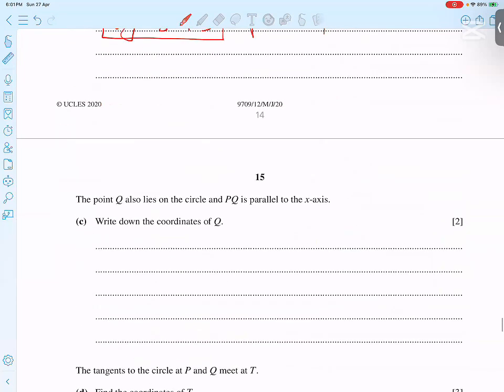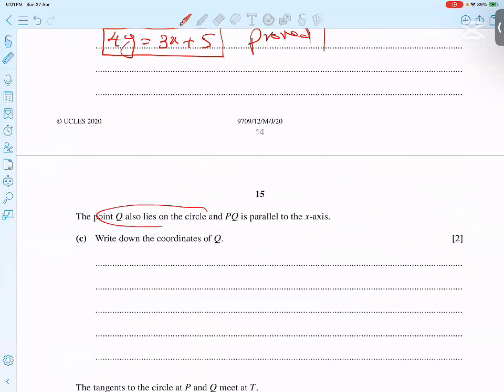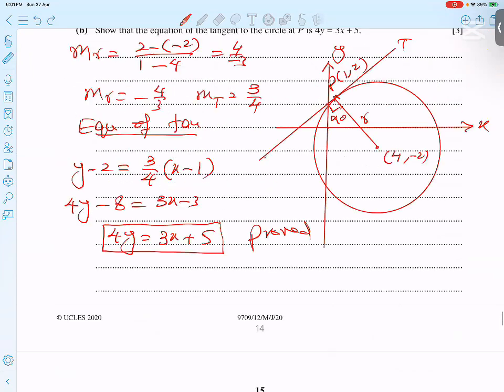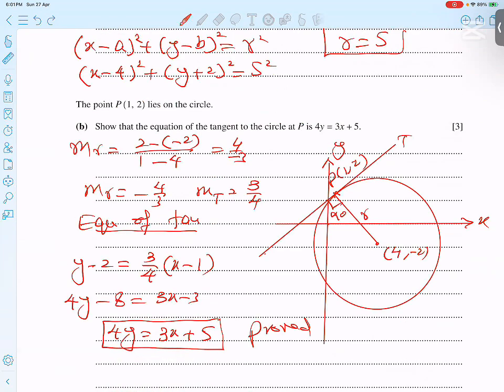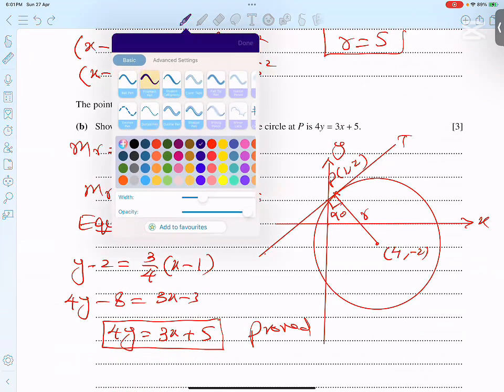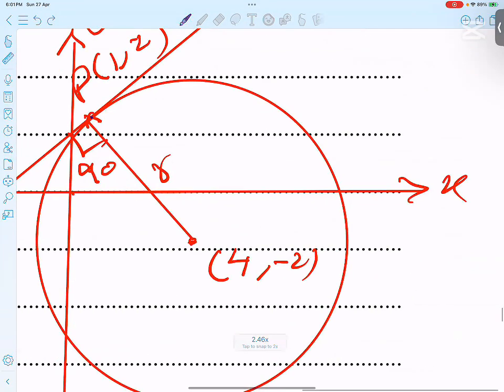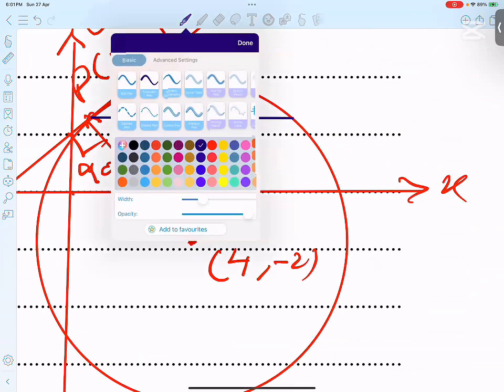He said Q lies on the circle such that PQ is parallel to the x-axis. PQ is parallel to the x-axis. It means, if I show you, you will understand. PQ is parallel, it means this exactly, not here, not here, not here. It is exactly in such a way that the height is the same. So students, it means this.